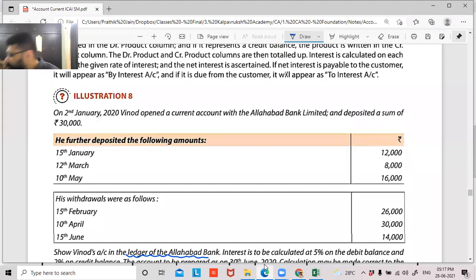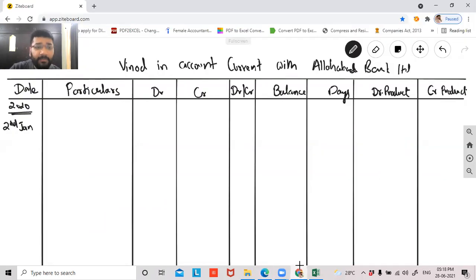On that date, 30,000 has been deposited, guys. Now, please tell me, what will be the journal entry from the bank's point of view? Can I say from the bank's point of view, money is coming inside? So can I say for them cash account debit? Money is received by the bank. So cash account debit to Vinod's current account. Can I say that? Yes, sir. So what will be the narration, guys? Can I say by cash account? Tell me, guys, yes or no?